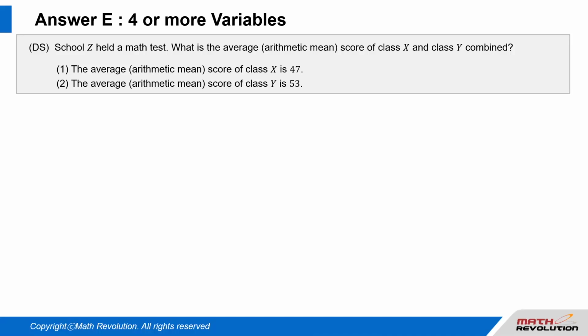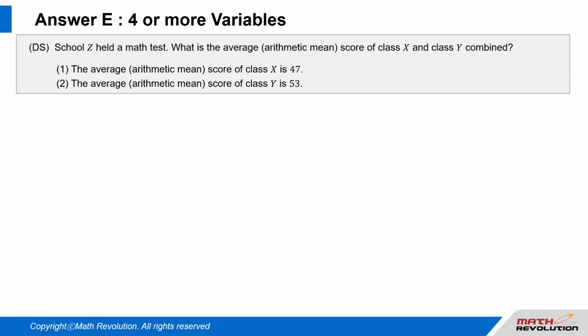Question 6. Answer E of 4 or more variables. DS. School Z held a math test. What is the average or arithmetic mean score of Class X and Class Y combined? Condition 1. The average or arithmetic mean score of Class X is 47. Condition 2. The average or arithmetic mean score of Class Y is 53.